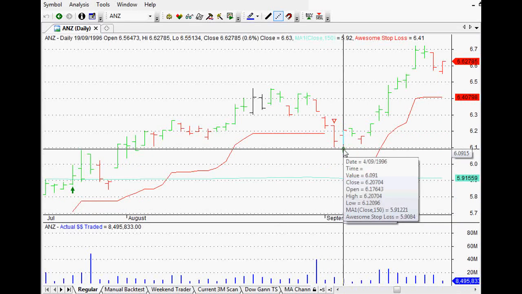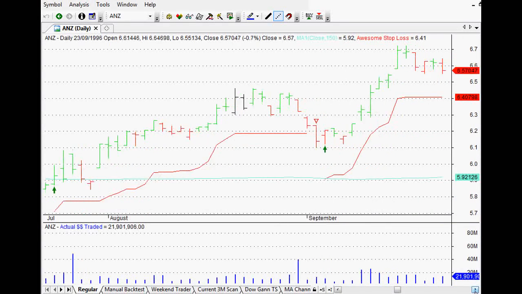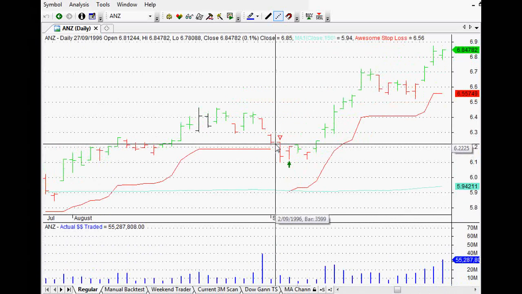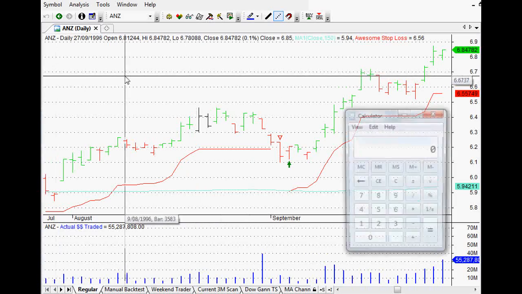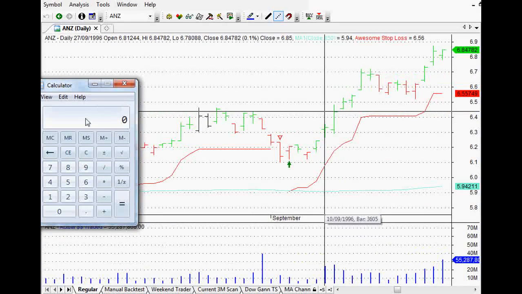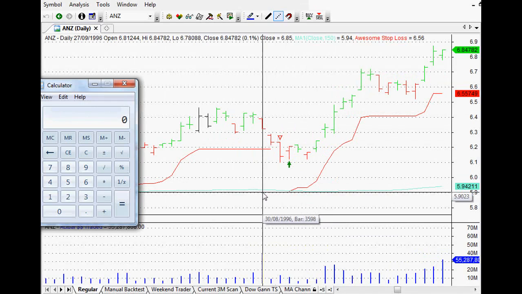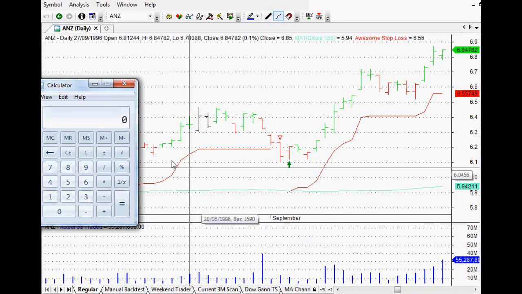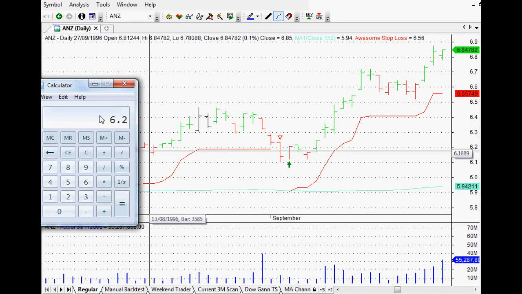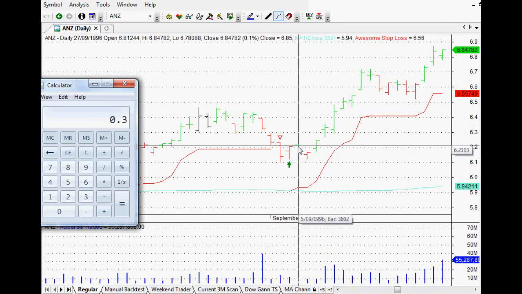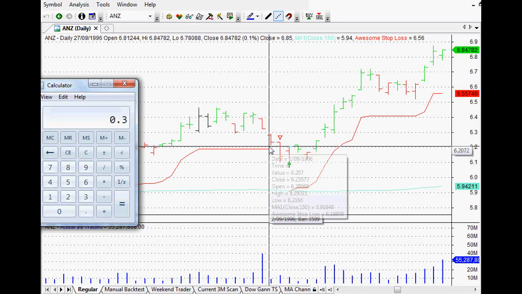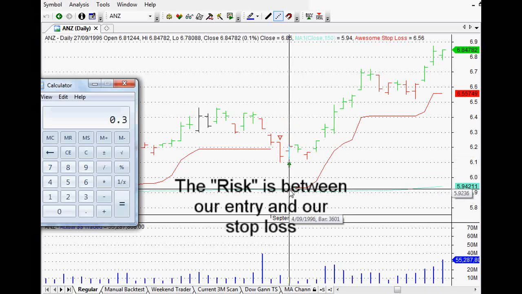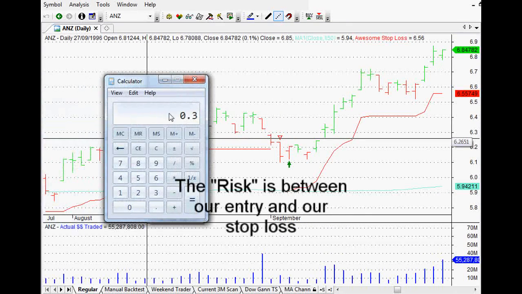To give you a quick rundown of the method, let's just look at this particular chart here. We've got our entry signal. Let's say that entry signal is at $6.20, and I'll just open up a calculator so we can follow along too. So we've got our entry signal at $6.20, and the trailing stop loss down here is at $5.90. So $6.20 minus $5.90. Instead of that whole $6.20 being the risk in our trade, we're actually looking at the risk as between our entry and our stop loss. So that ends up being 30 cents.